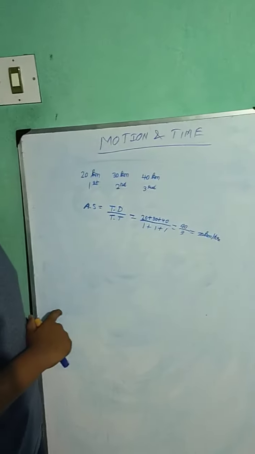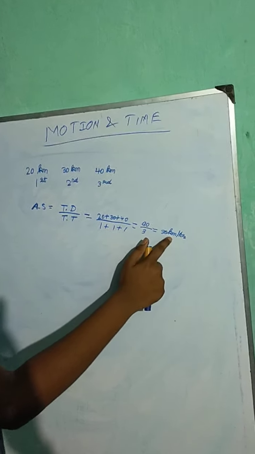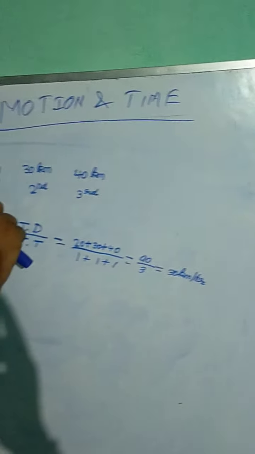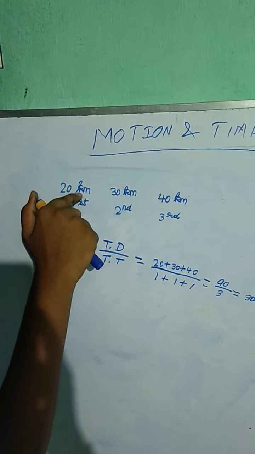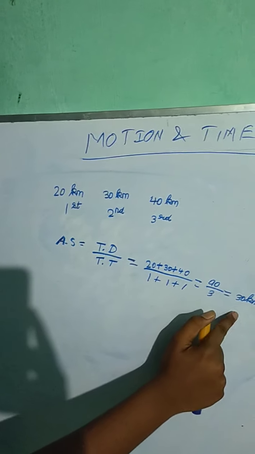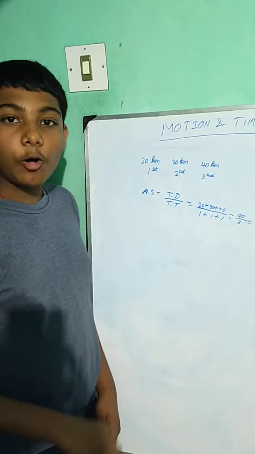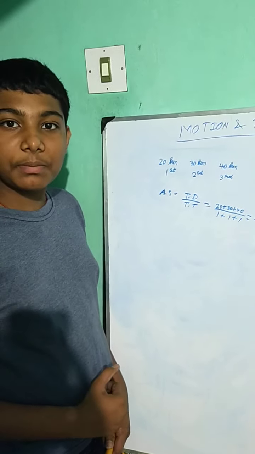Now, while giving the example for a unit of speed, I took meter per second. But now I am using kilometer per hour. Why? Because my distance is measured in kilometers and my time is measured in hours. So I am taking it as kilometer per hour. Now how to convert kilometer per hour into meter per second?